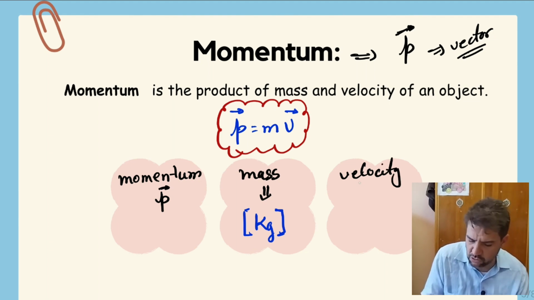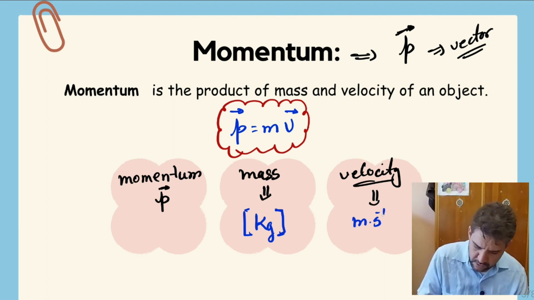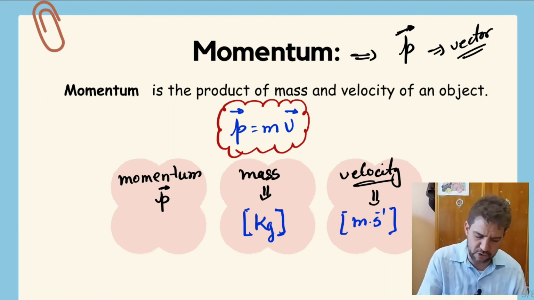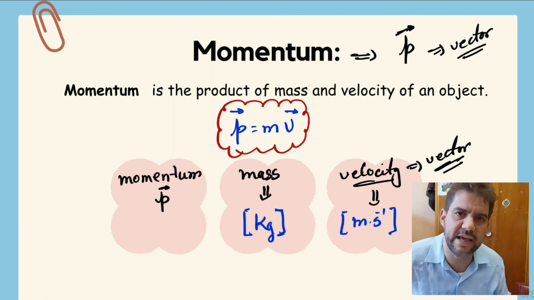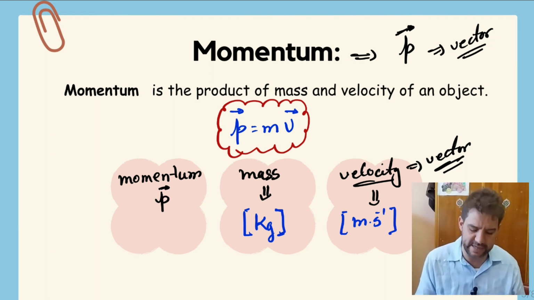Note that velocity is also a vector quantity. The unit for velocity is the meters per second. That is the unit for velocity. Remember, velocity is also a vector quantity. Let's write it here. It's a vector quantity. It therefore has magnitude and direction. As I said, we'll speak about vectors just in a minute.